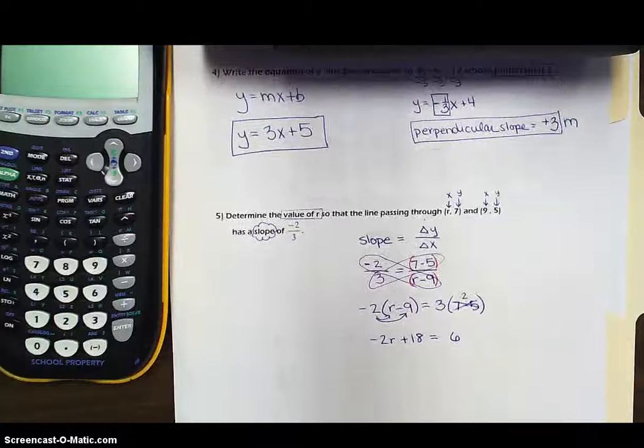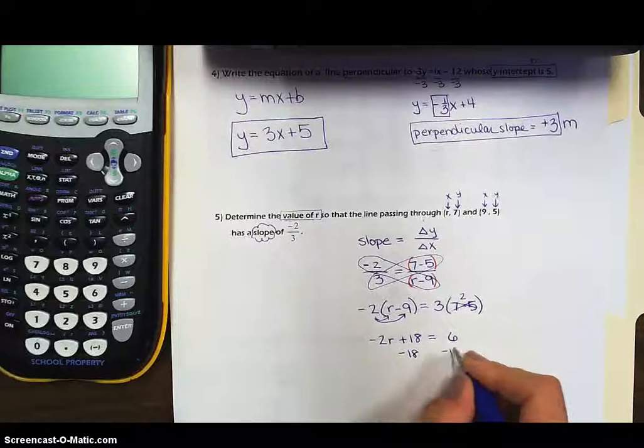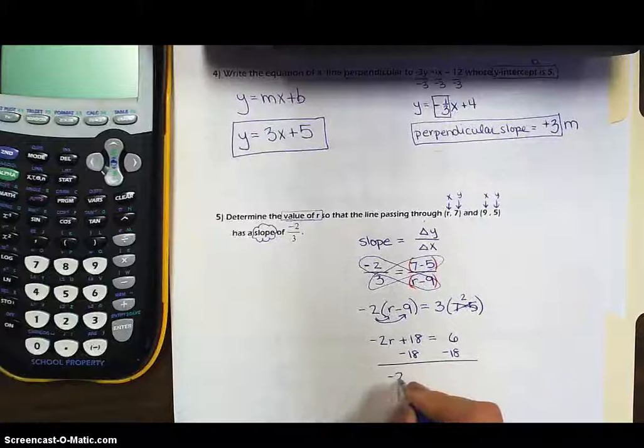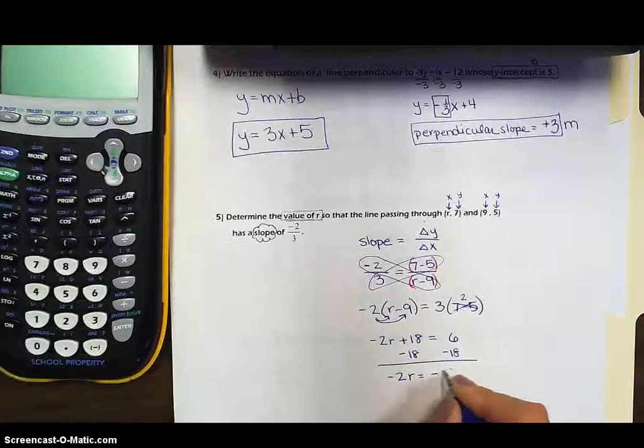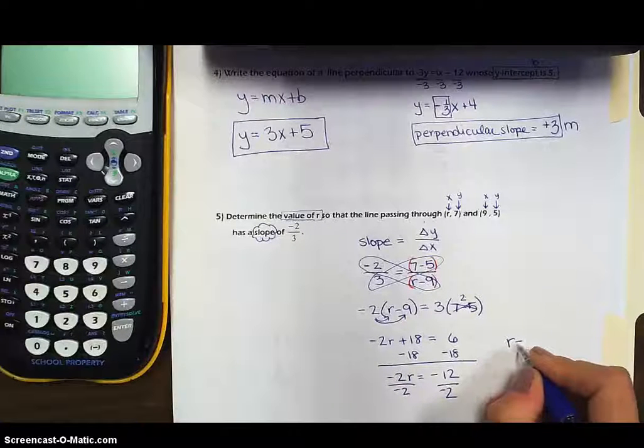Now all we have to do is simply solve for r. So minus 18, negative 2r is equal to negative 12. Divide by negative 2. And we've got our final answer. R is equal to 6.